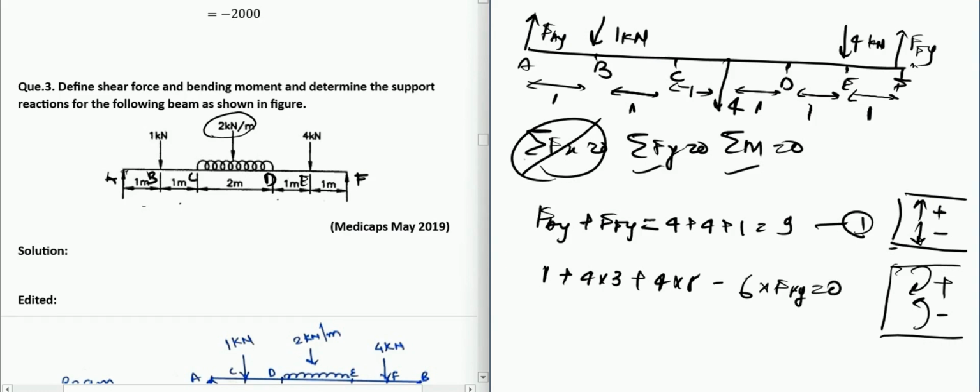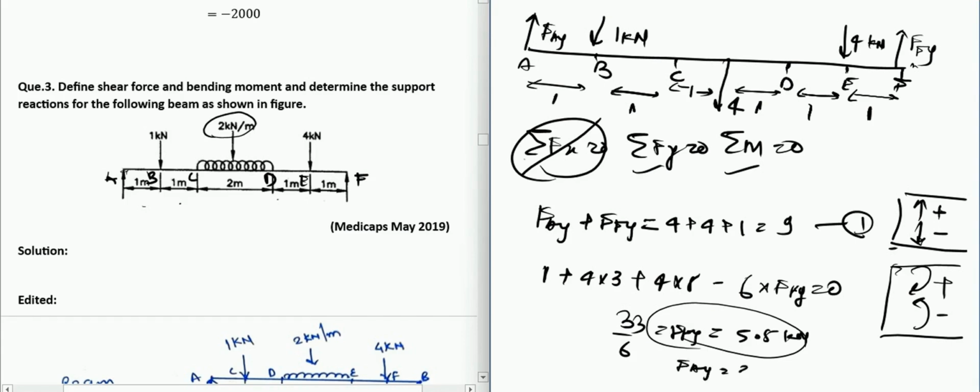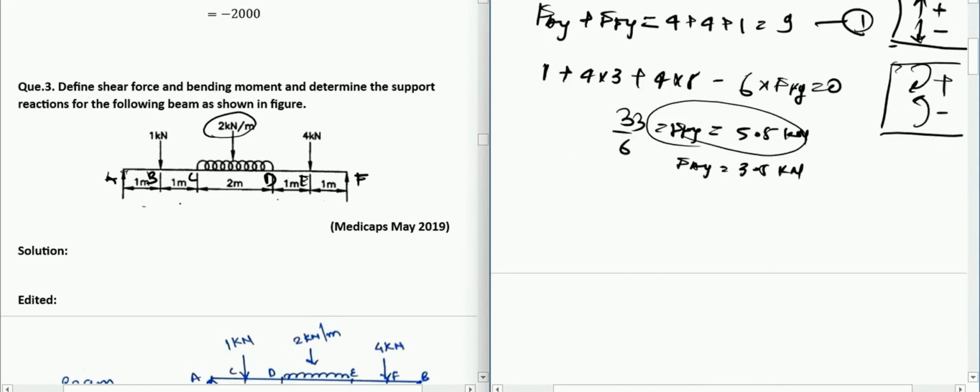So you can just take it to that side. So 5 into 4 is 20, plus 12 is 32, plus 1 is 33. 33 by 6 will be Fey, which gives you 5.5 kilonewton as Fey. Just put this into our equation 1, and you will get Fay value as 3.5. So as you can see, we have found out the reaction forces.